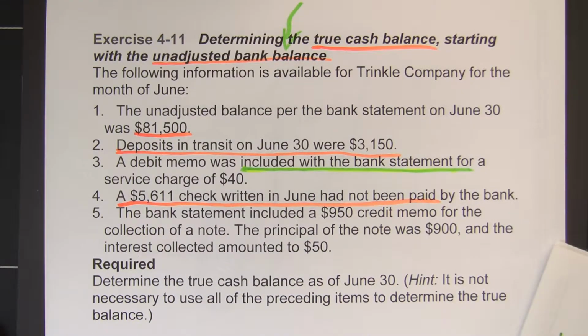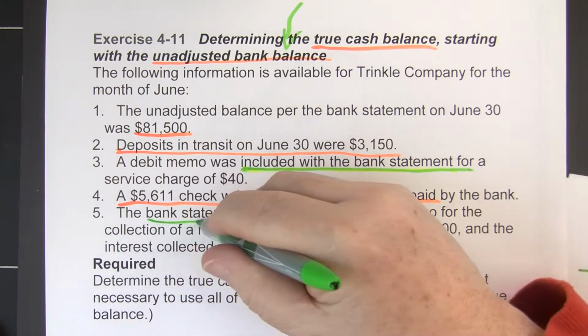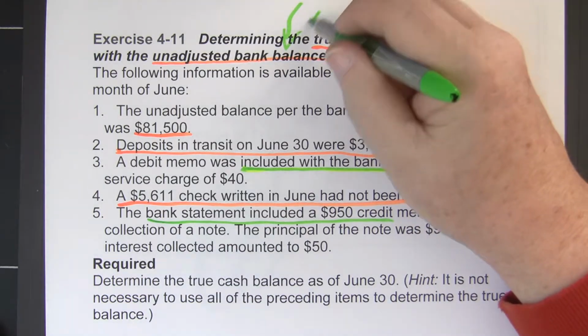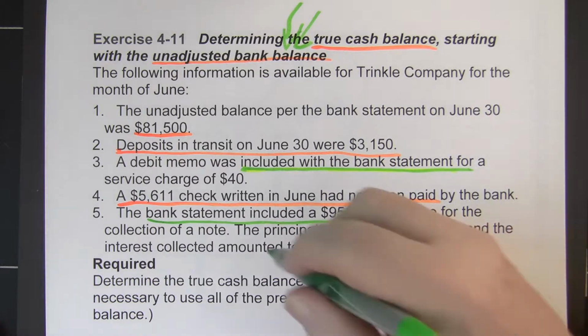Let's see what else they tell us. The bank statement included a $950 credit memo for the collection of a note. Well, they collected a bill for us. That's what that means. But again, the magic word, the bank statement included, it's already in here. It's like Ragu spaghetti sauce. It's in there. So we don't need to do anything with that.